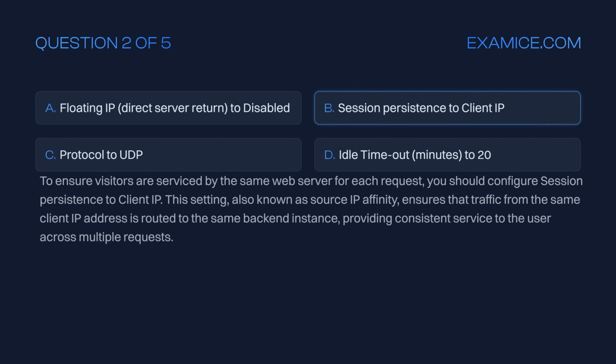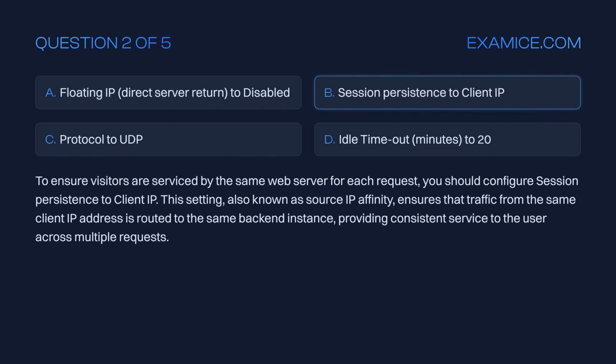The answer is option B. To ensure visitors are serviced by the same web server for each request, you should configure session persistence to client IP. This setting, also known as source IP affinity, ensures that traffic from the same client IP address is routed to the same backend instance, providing consistent service to the user across multiple requests.